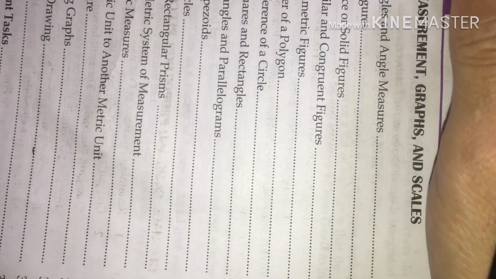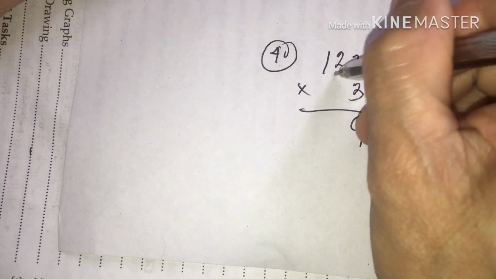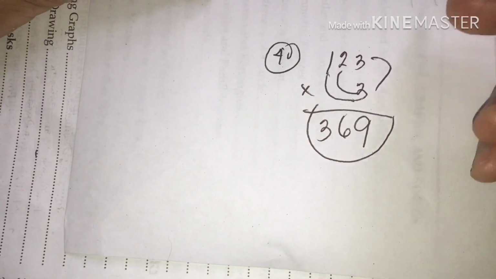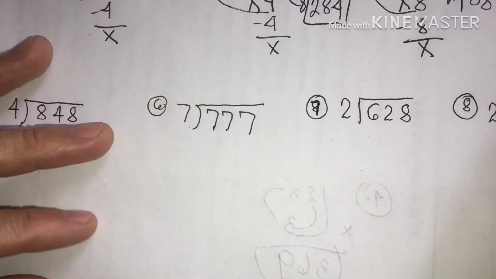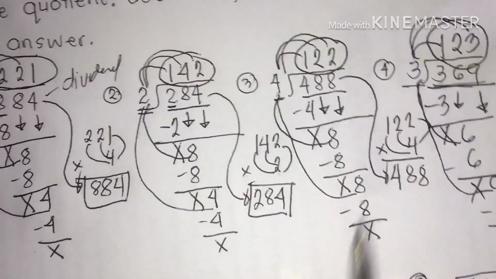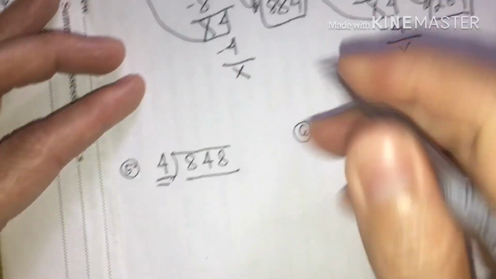1, 2, 3 times 3, 9. 2 times 3, 6. 1 times 3 is 3. So we have 369. This is for number 4. We're going to check it. So we have 369. Next, number 5. 848 divided by 4.